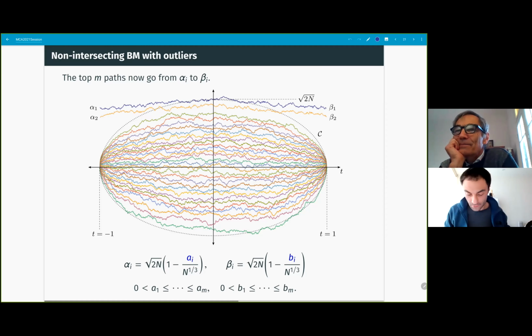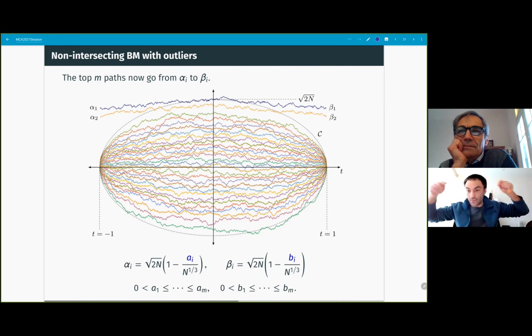So the last model I wanted to discuss, but it took longer to explain the other ones than I thought, is, now I'm not going to look at half intervals. What I want to do is look at the same model, but now instead of having every Brownian motion go from 0 to 0, I'm going to pick some Brownian motions, a given number. In this picture, I take 2 of them, and I'm going to let them start from different points, not necessarily the origin. This is known as non-intersecting Brownian motions with outliers, and here we would have 2 outliers.